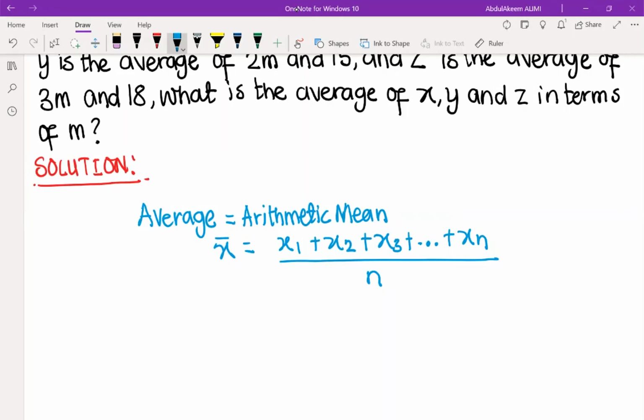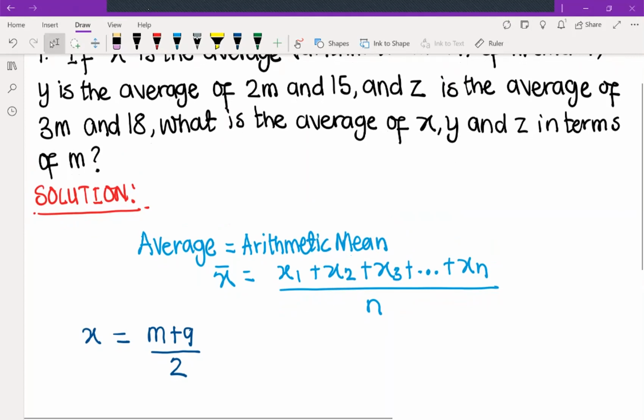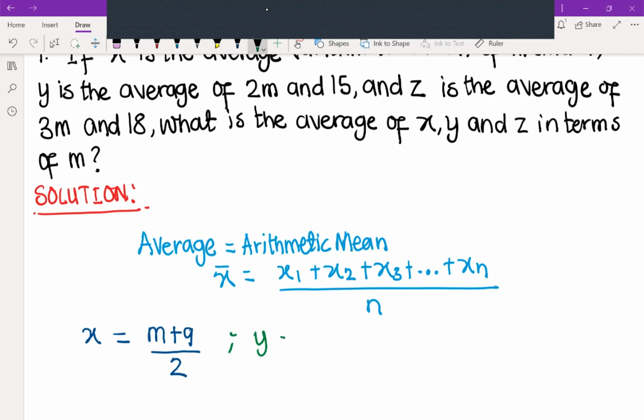So from this one now, what do we have here? Let's look at the first question. It said x is the average of m and 9. That means that will become m plus 9 divided by 2, because we have two values there. So x is the arithmetic mean or the average of m and 9. The next one is y. Y is the average of 2m and 15.